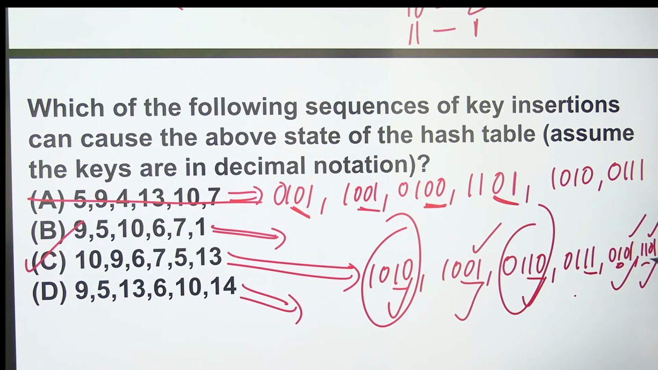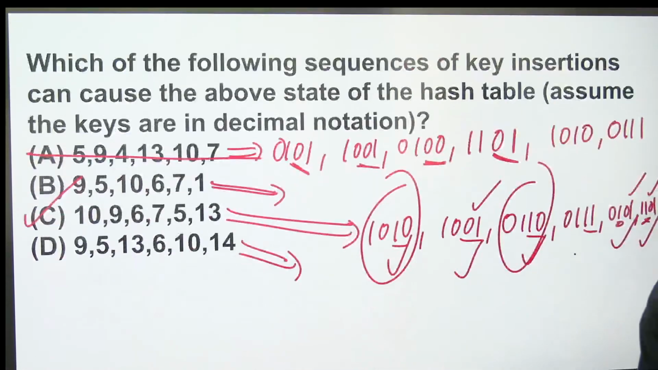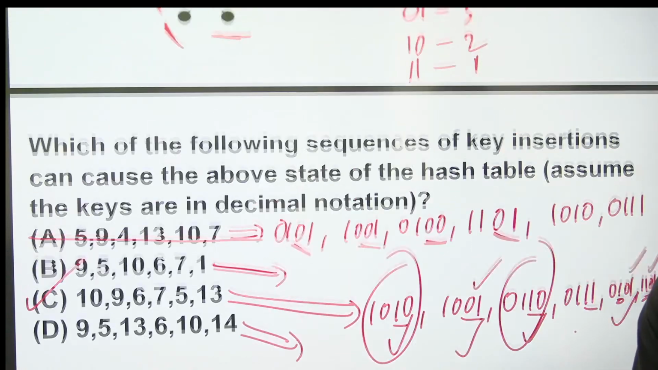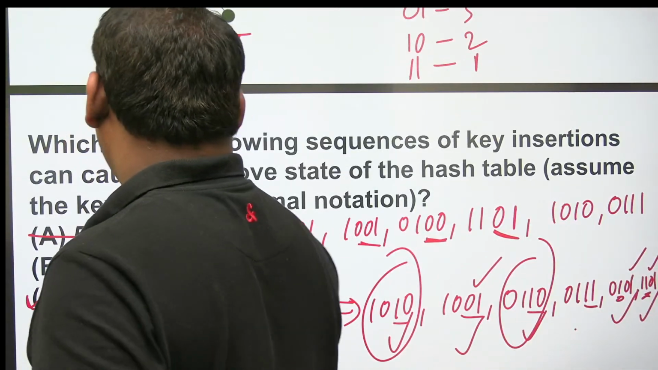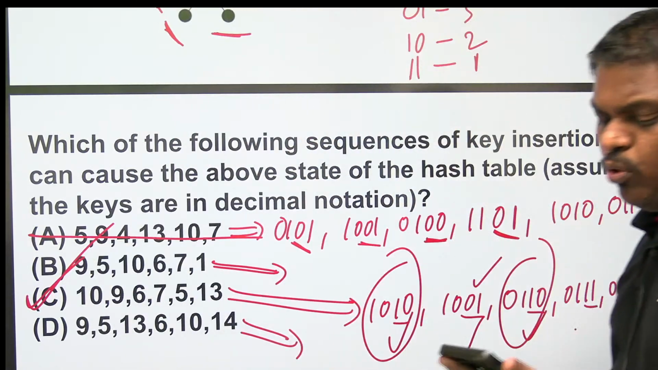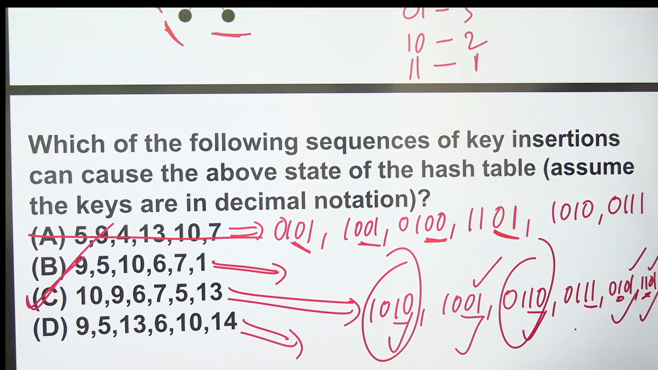Here also 2 people. After going 0 or 1, I think it is exactly right. Exactly. So the answer is going to be C. That's it. Like that you have to map.